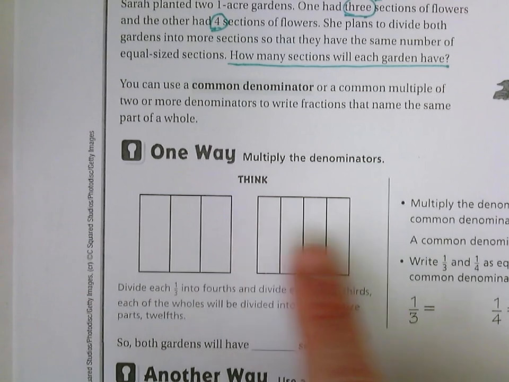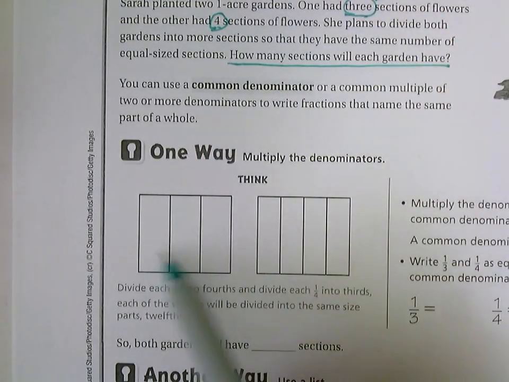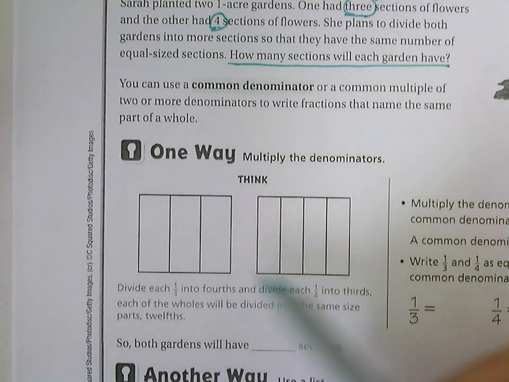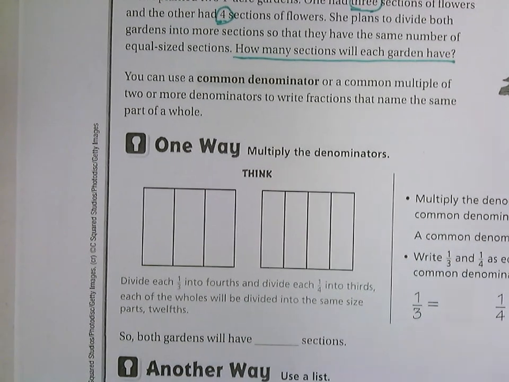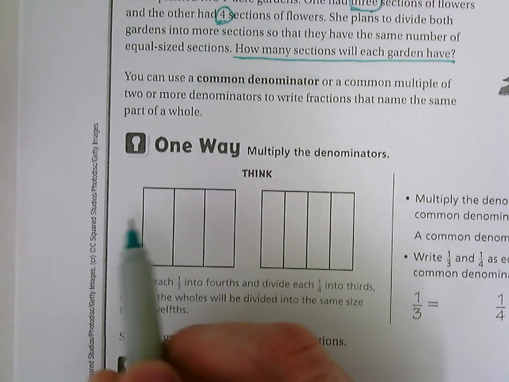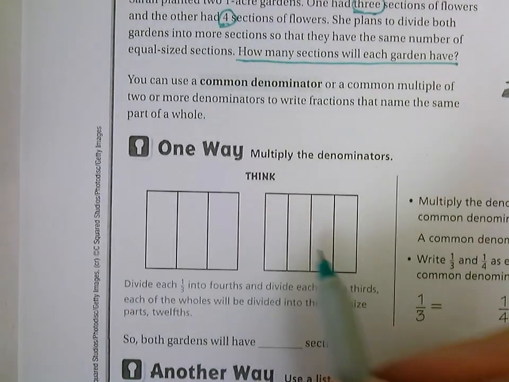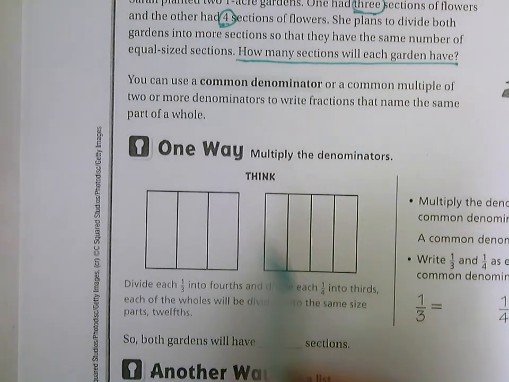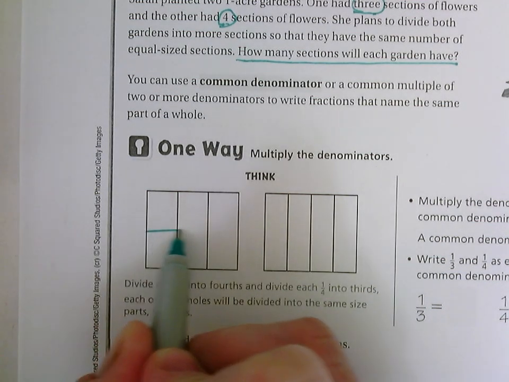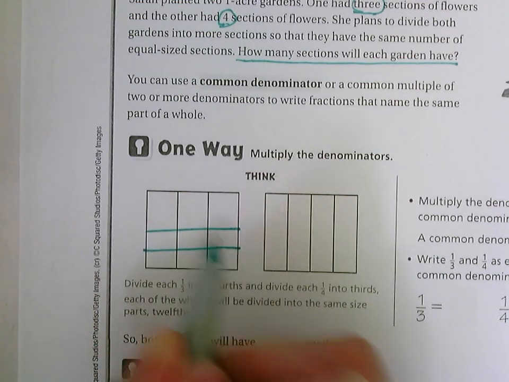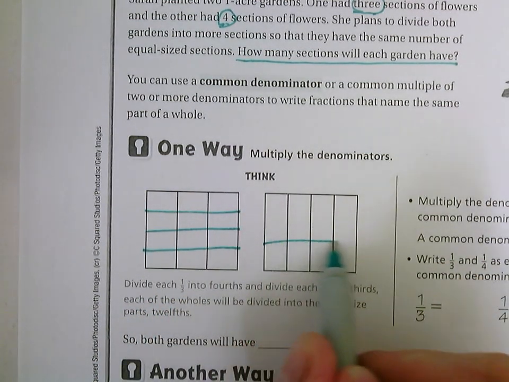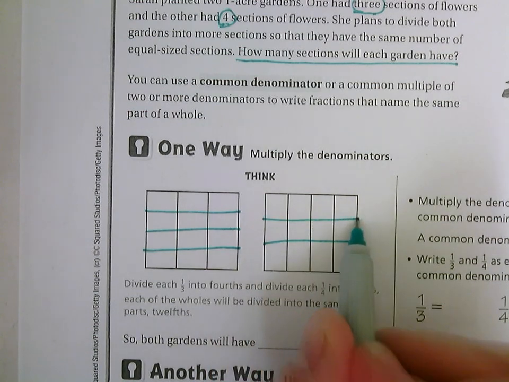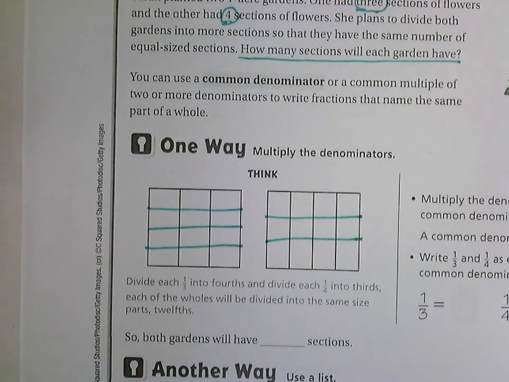Here we have a picture of each of her gardens. One was broken into 3 sections, and one was broken into 4 sections. So what we're going to do is divide each third into 4. Because this one has 4 and this one has 3, we're going to have equal amounts. So this one I'm going to break into 4 pieces, and then I'm going to break each of these fourths into 3 pieces. Pretend they're even, all right?